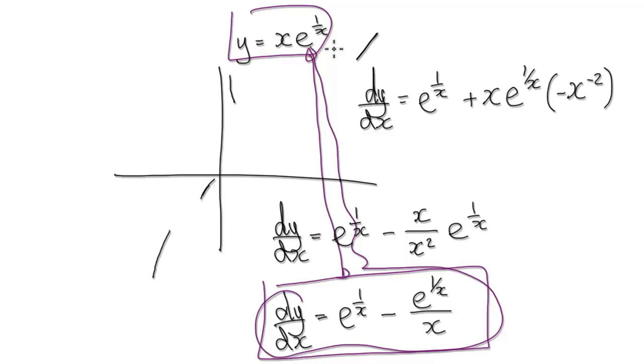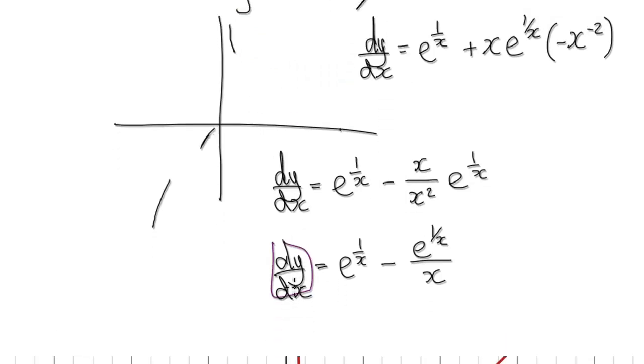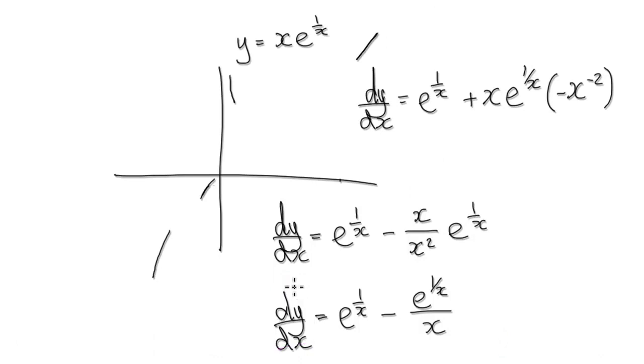graph is doing. First, let's try and find out where the gradient would be zero. If it truly does this, we know that here the gradient will be zero, here the gradient is zero, here the gradient is zero, and so on. Let's investigate where on this graph the gradient will be zero. So put zero into dy by dx.